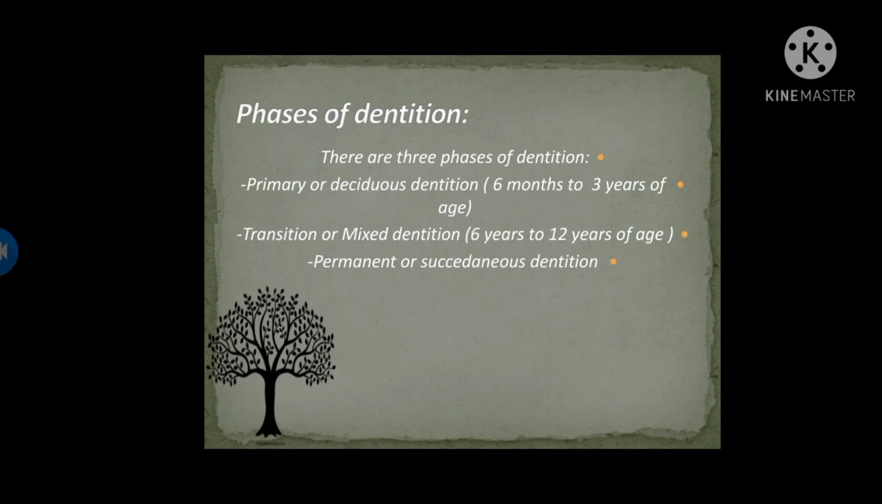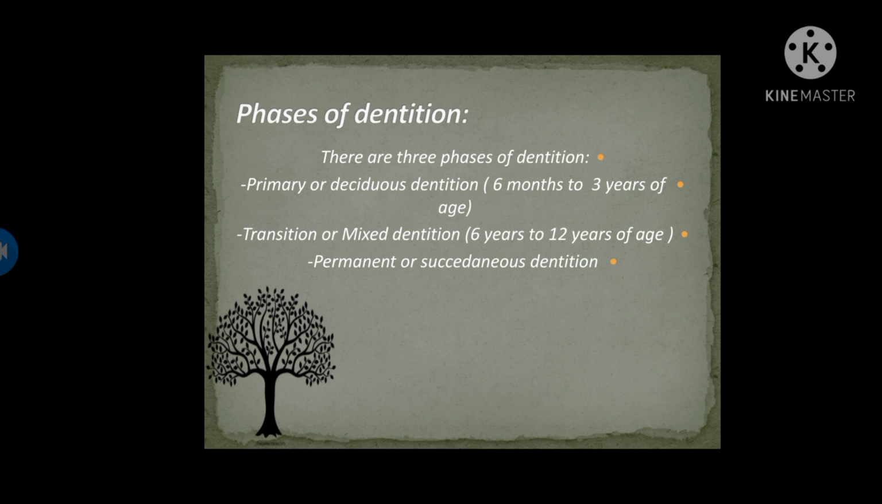We have some phases of dentition. Basically the 3 main phases are: primary dentition phase begins at 6 months of age and continues up to 3 years of age, and complete primary dentition is achieved, that is 20 teeth at 3 years of age, and it will remain intact up to the age of 6 years.